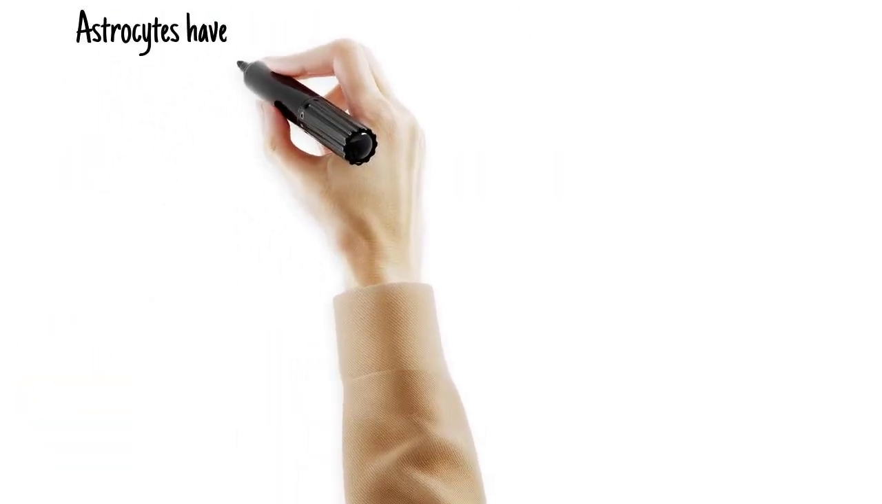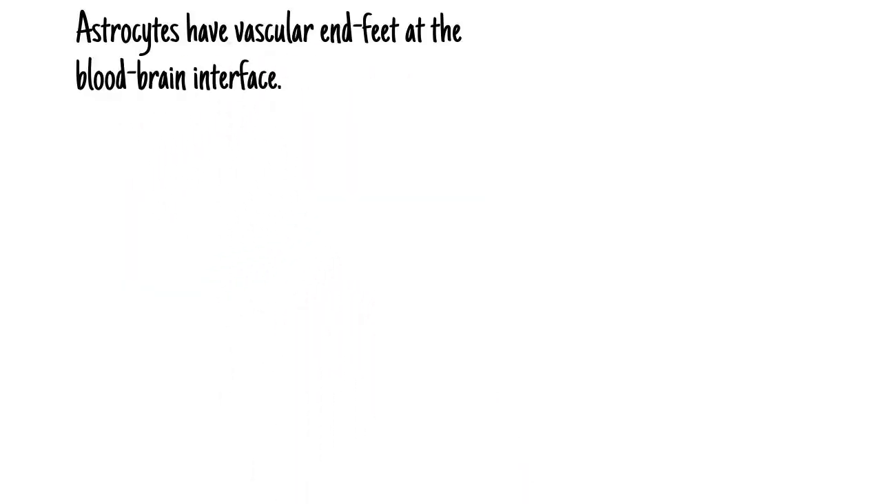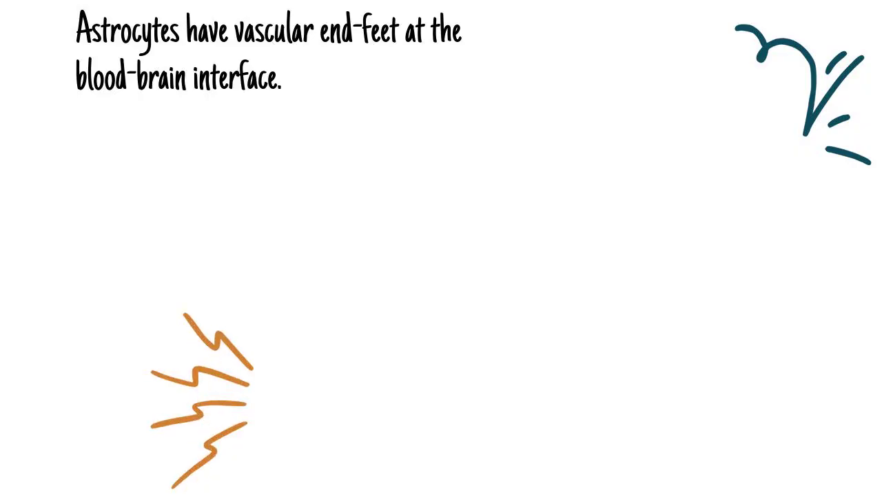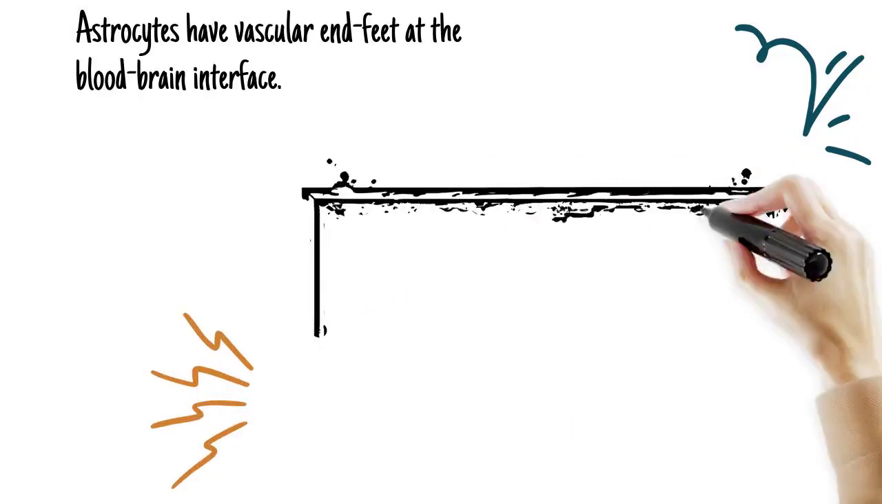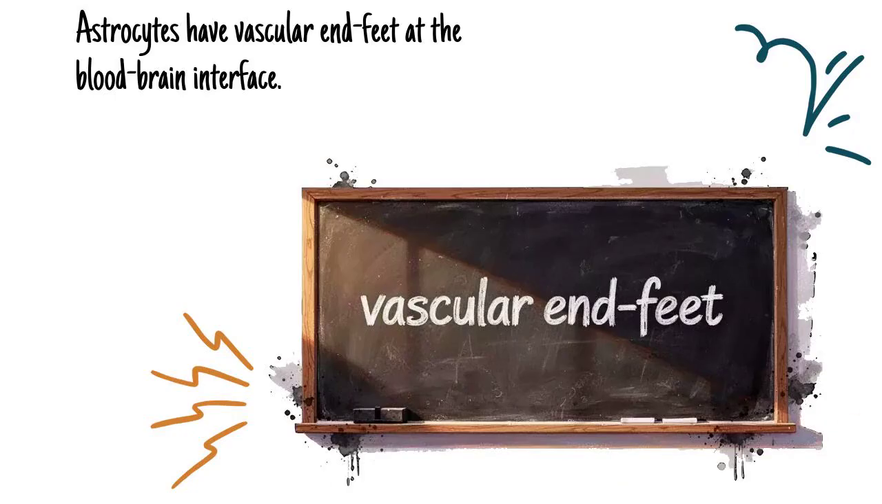A defining structural feature shared by both subtypes, and one that distinguishes astrocytes from all other glial cells, including microglia and oligodendrocytes, is the presence of vascular end feet. These are specialized tips of astrocytic processes that physically wrap around the walls of blood capillaries, placing astrocytes at the blood-brain interface where they contribute to barrier function.